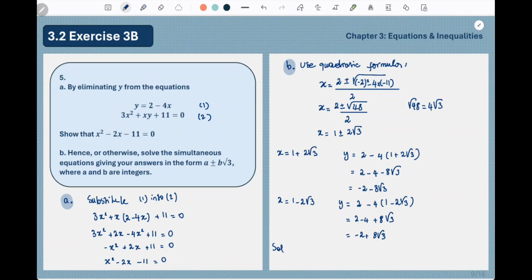So the solutions are the ones we found right now: x equal to 1 plus 2 square root of 3, y paired with this one, and x is equal to 1 minus 2 square root of 3 paired with this one. So an important thing to note is that solutions come as a pair.